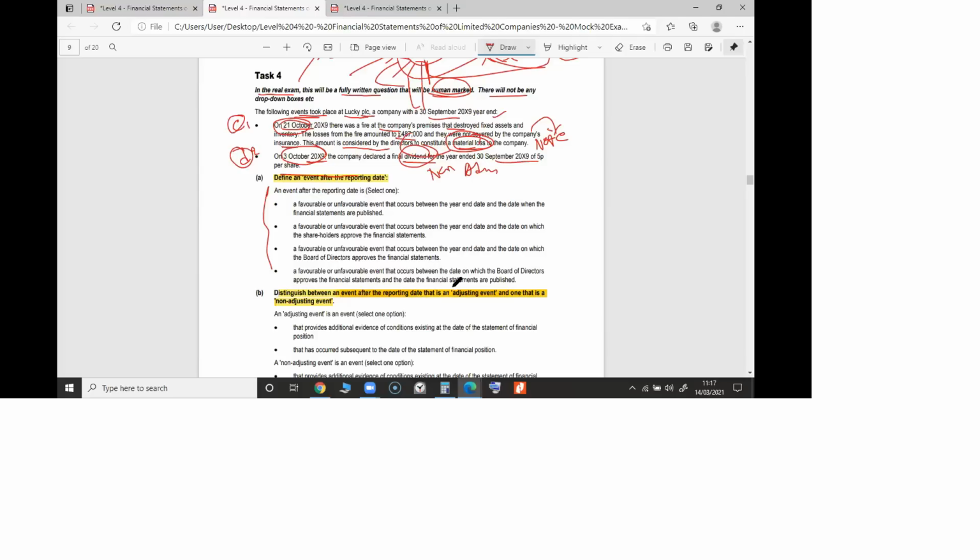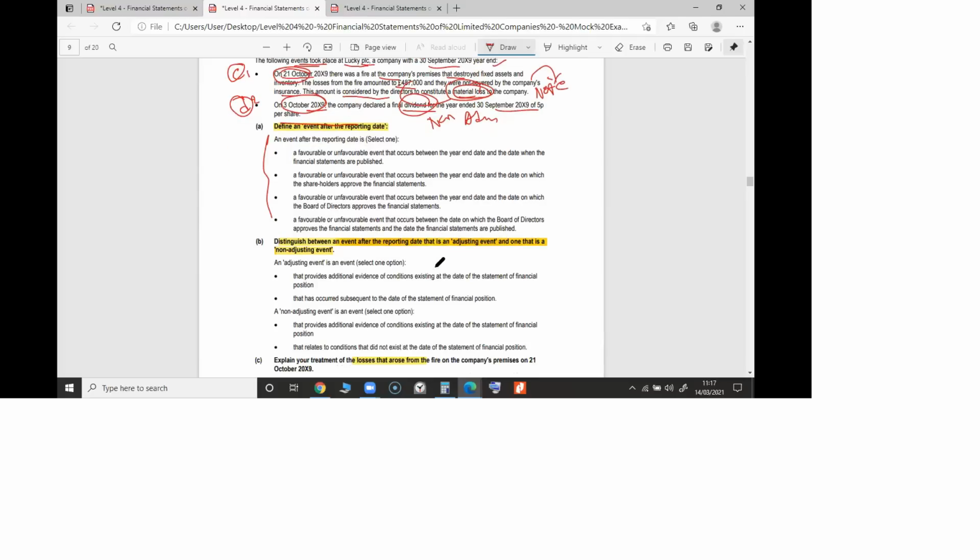But before doing these two things, let's go over A. Define an event after the reporting period. One, two, three, four options given. Read and get the right option. Which one do you think is the best option? I'm taking a little rest. You can read in between and give me the best option. What is the best definition of events after the reporting period?